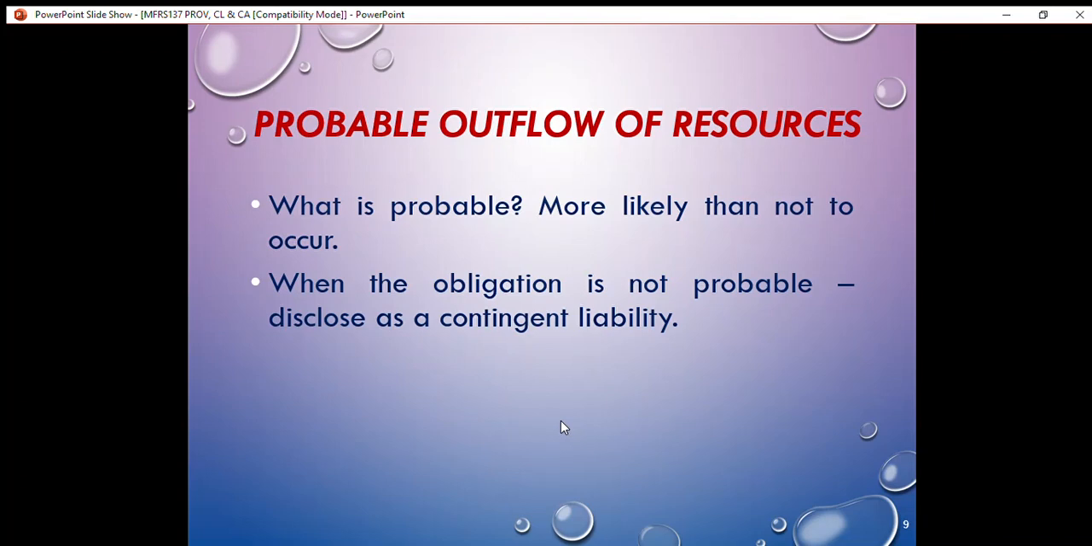The second condition to be met to recognize a provision is that there must be a probable outflow of resources. What is probable? Probable means more likely than not to occur. That means there is more than 50% chance that the entity will have to pay for the obligation. When the obligation is not probable, then it must be disclosed as a contingent liability in the notes to the financial statements.